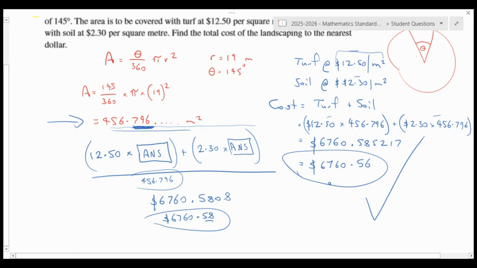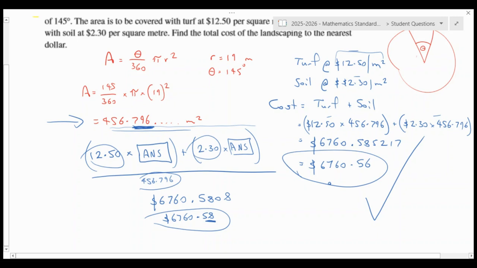However, in most exam situations, we have what we call a bit of an error bar, so we can have a bit of leeway above and below. So if you got 6760.58, I would realize that you had done this, and I would probably give you the marks. But what I want you to be aware of is that in the grand scheme of things, 456.796, 12.5, and 2.3 are all very small numbers. So the error we got was very small.